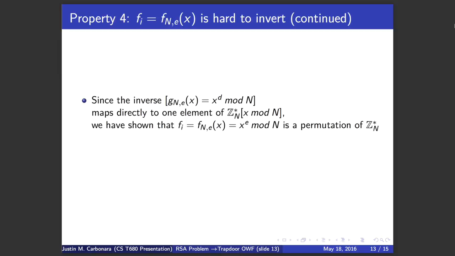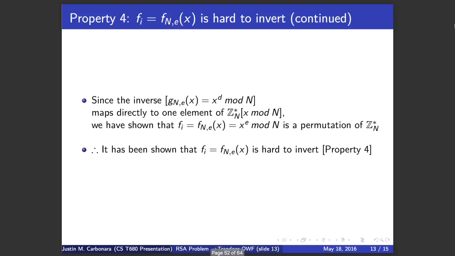Since the inverse g_ne(x) = x^d mod n maps directly to one element of Zn star, we have shown that the RSA function f(x) = x^e mod n is a permutation of Zn star. This means we've reached the contradiction that we desired, and therefore it's been shown that the RSA function is hard to invert.